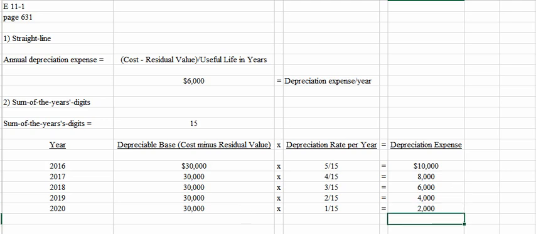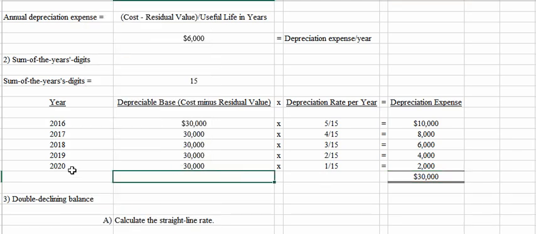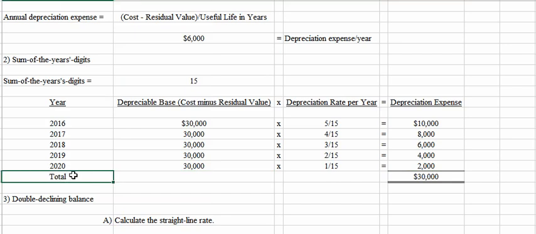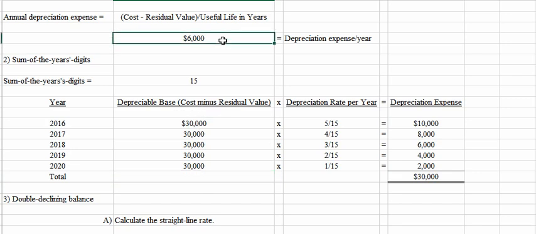Okay, now let's sum this column. And we should get back to our depreciable base of 30,000. And that's our total. Okay, with all the methods, you guys, the total depreciation taken over the useful life would come back to our cost minus residual value. So if you see it up here, 6,000 times 5 comes back to our 30,000 as well.